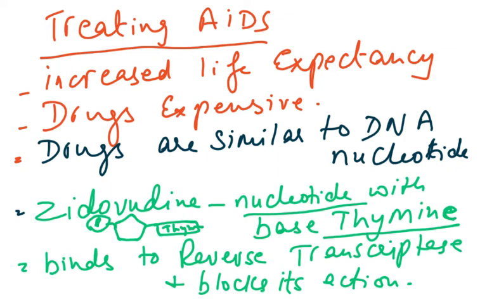So what happens is, when it binds to reverse transcriptase, it blocks its action, and the viral DNA is not going to be made. So as we just discussed, viral RNA then becomes viral DNA. So if no viral DNA is formed, the virus particles are not going to be replicated. They're not going to be reproduced.